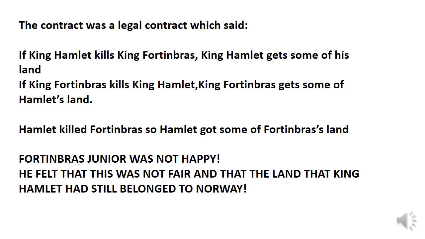So these are the fathers, they are the old kings. They are both dead. So Hamlet killed Fortinbras, and therefore he got some of Fortinbras's land. However, this old King Fortinbras has a son. All right, let's call him Fortinbras Jr. He was not happy. He felt that this was not fair and that the land that King Hamlet had still belonged to Norway. So he is now determined to get that land back.